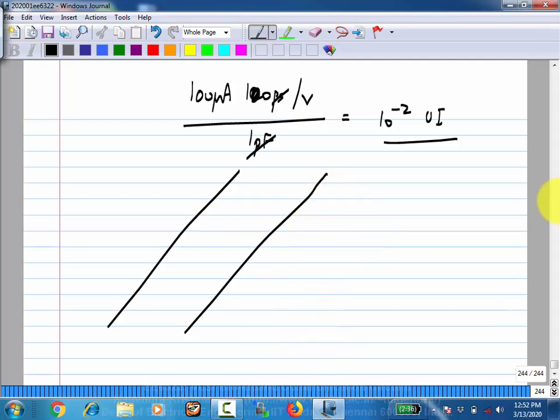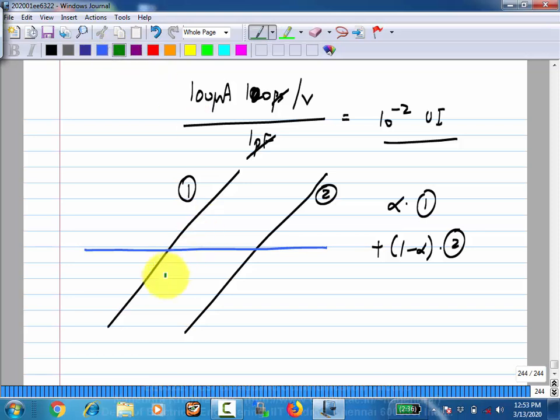Then if you take another voltage which is alpha times 1 plus 1 minus alpha times 2, what will that look like? This is the zero crossing. That will have a zero crossing where this time is alpha and this is 1 minus alpha. By doing this weighted addition, you can do phase interpolation. That's how it is done.